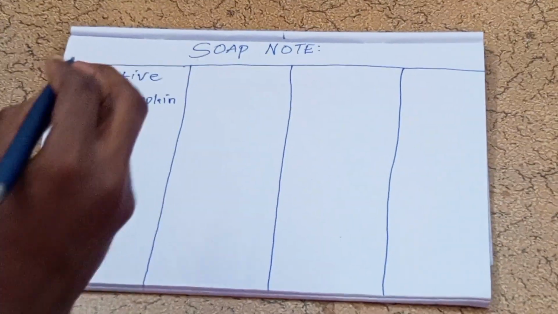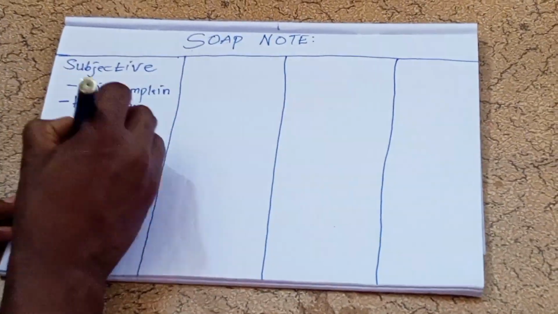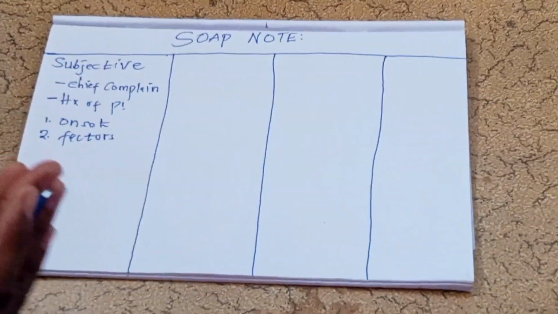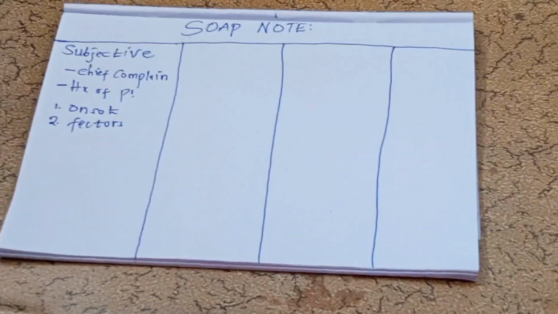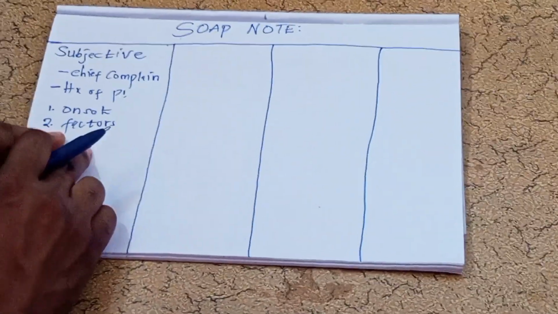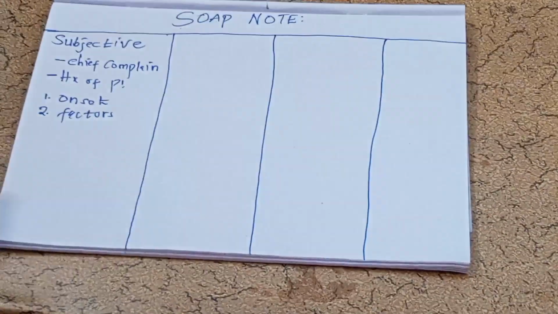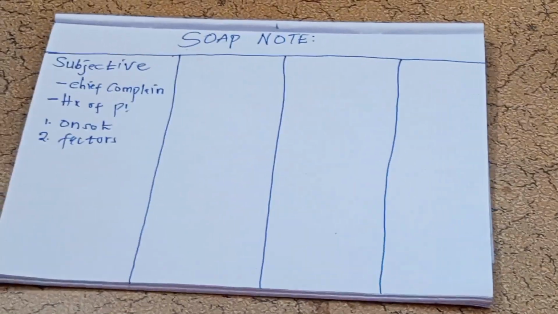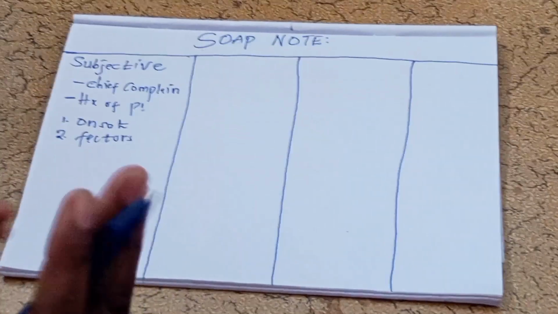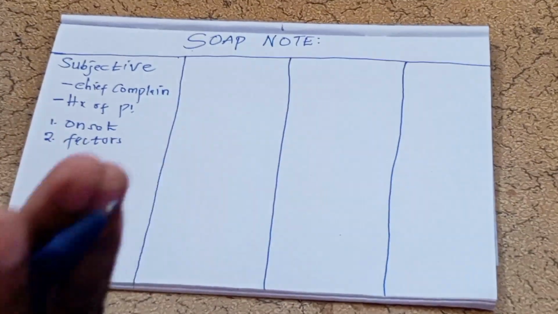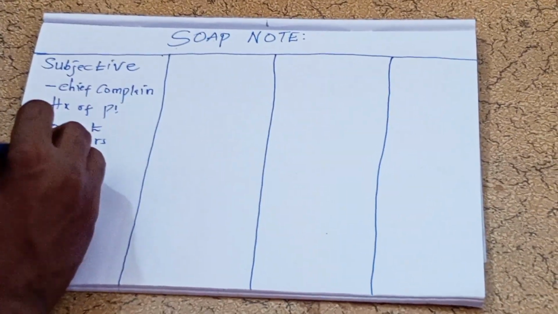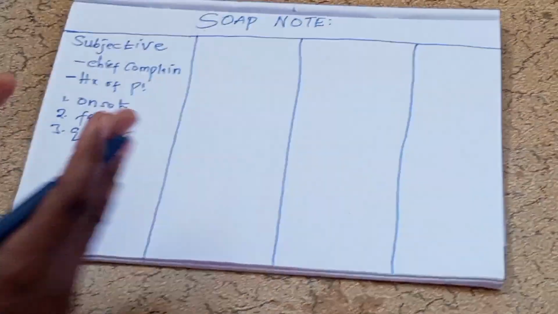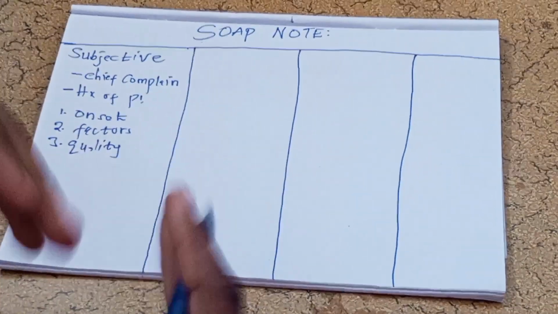You must also consider any palliating or provoking factors that may worsen the symptoms of the patient. So you have to identify any palliating or provoking factors that can make the symptoms of the patient worse. You must also identify the quality of the patient's symptoms.